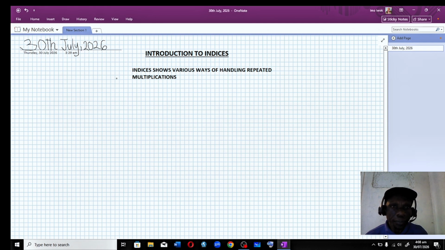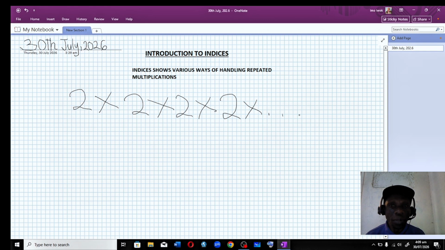It's clearly written here. What indices does is to show us various ways of handling repeated multiplications. If I have repeated multiplications, how do I handle them? You know what I mean by repeated multiplications, okay? If I have stuff like, say, you are given 2 multiply by 2, multiply by 2, okay? Multiply by 2. This is a case of repeated multiplications. We can have multiply by so many numbers too, okay? So what would the result be? So what indices does is to give us a short way of handling this kind of repeated multiplication.